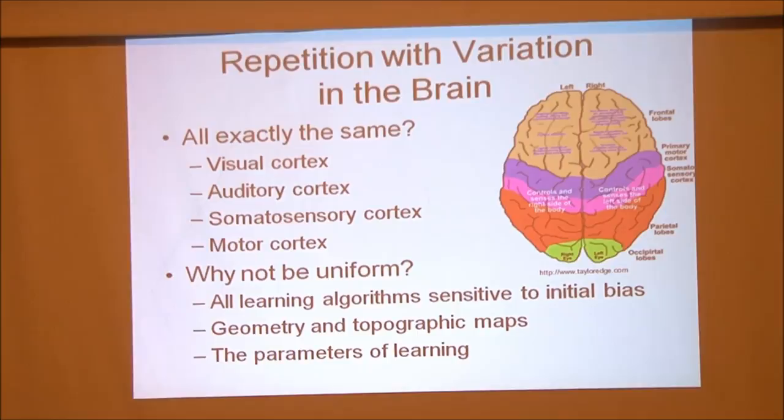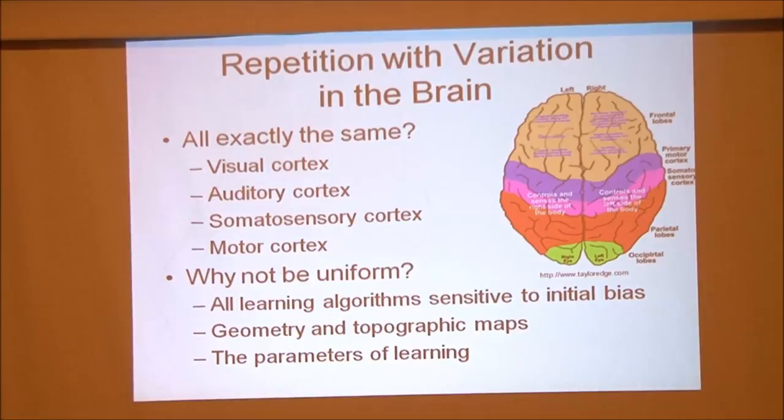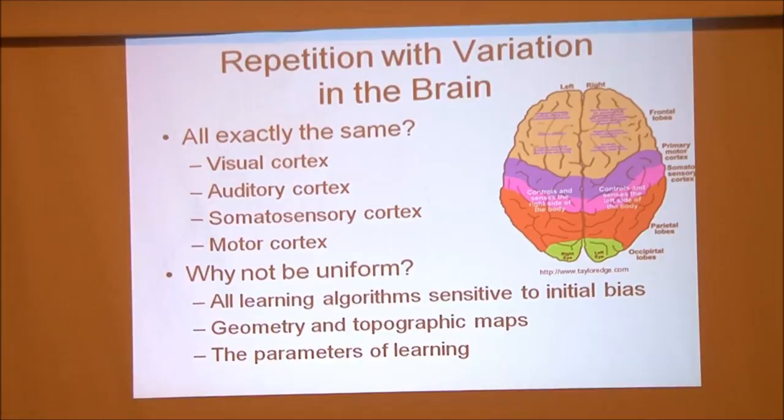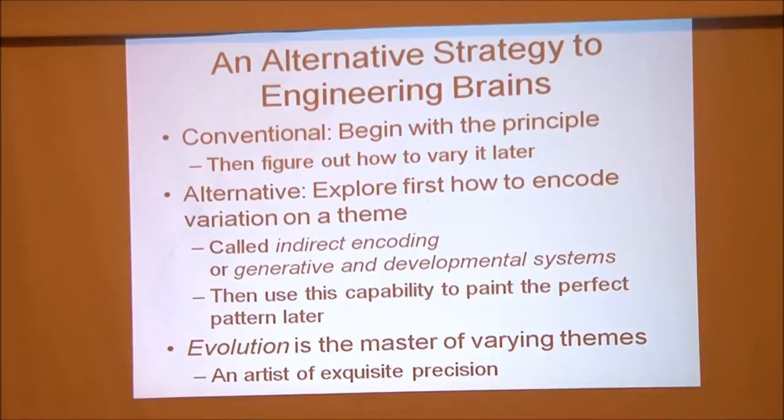It may be different in terms of how fast you want certain areas to respond to stimuli in terms of changing their weights as others. And so there are good reasons to believe that it would be useful if there was some kind of variation, even if there is some kind of semi-uniform theme, that there's some variation as we exploit that theme across the modalities of life. So this suggests that you could have an alternative method for engineering brains.